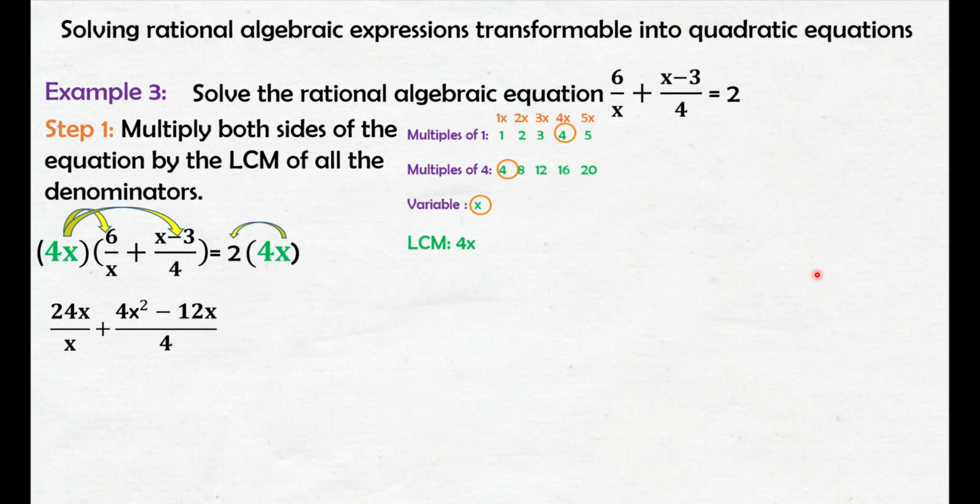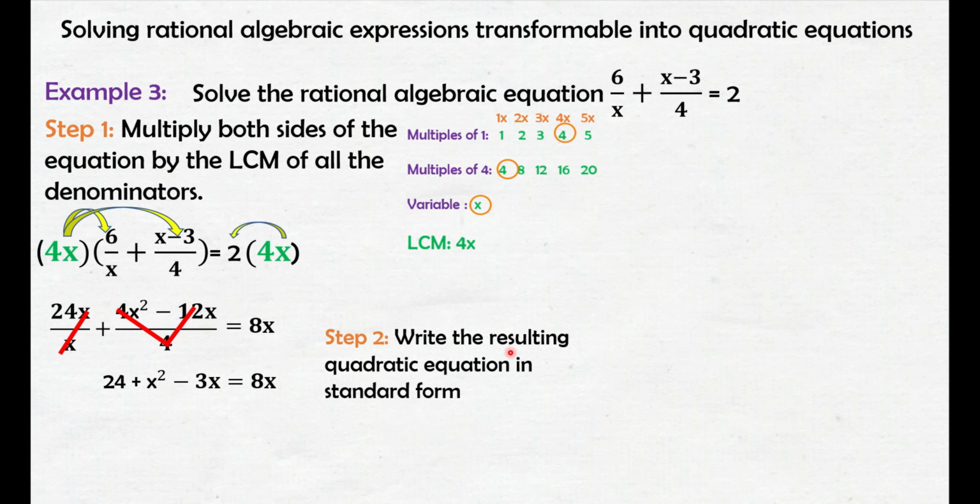And then, 4x times 2, that is 8x. And then dito, makakancel natin x, makakancel natin 4, and 12 divided by 4, masisimplify din natin yan. So, makukuha natin is 24 plus x squared minus 3x equals 8x. So, dito na-cancel, di ba? Tapos, dito naman, na-cancel din 4. Kaya, natira na lang is x squared. Dito naman, negative 12 divided by 4. That is negative 3. Okay?